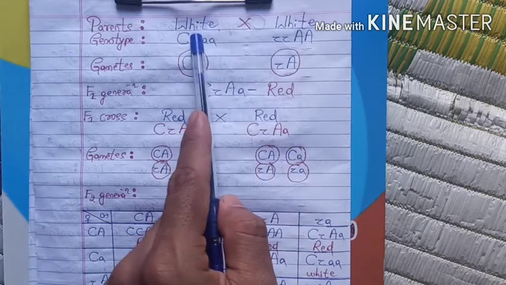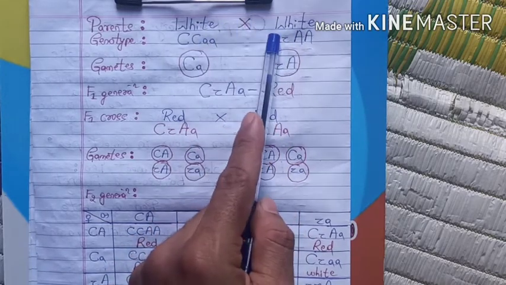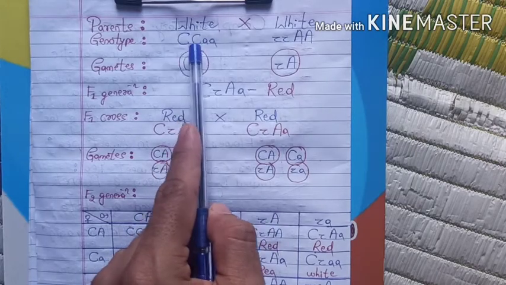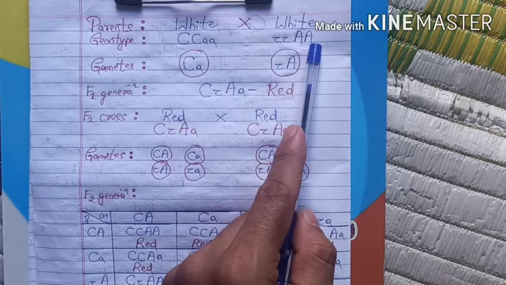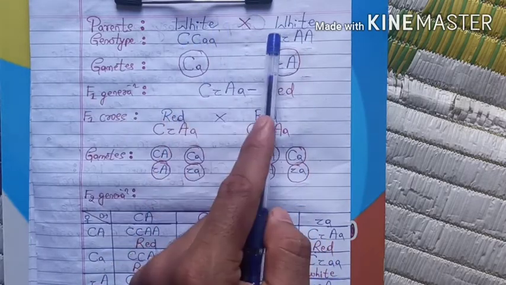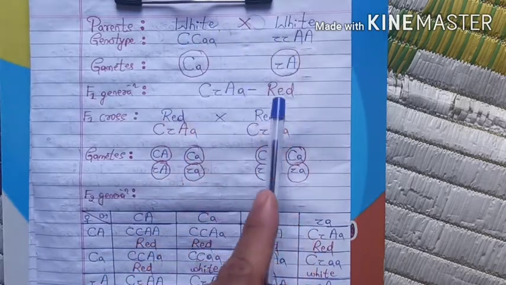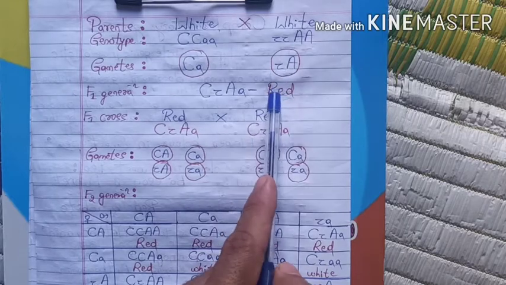You can see the parents here, both the parents are white because in this parent only capital C is present. In this parent only capital A is present. As I told you, both the genes should be present in order to express the red color.